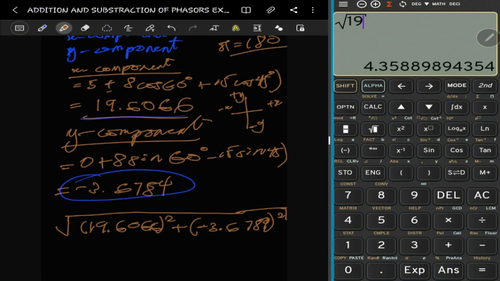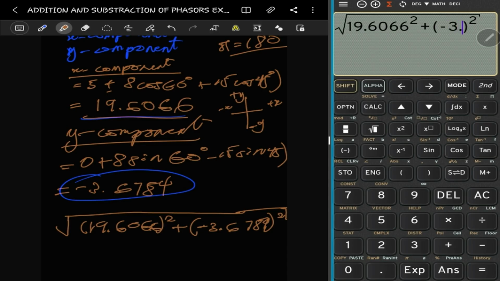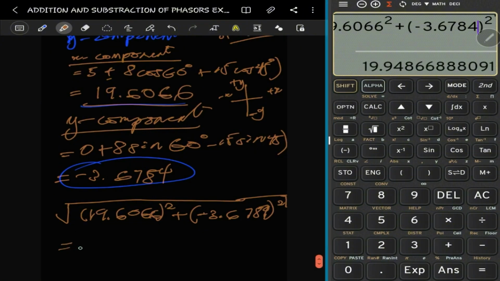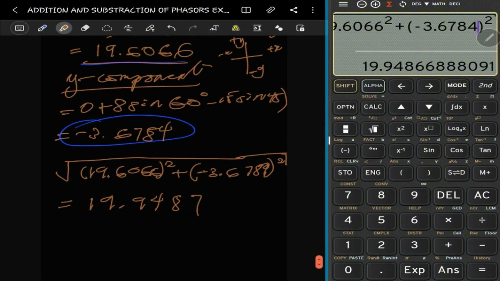That's 19.60666 squared, and I have plus. When it comes to negative, it's safe to put it in brackets, so it's easier to compute. Squared. Then we have 3.6784, and that gives us the peak value for the summation of these three to be 19.9487 approximately for the peak. So now we have this.